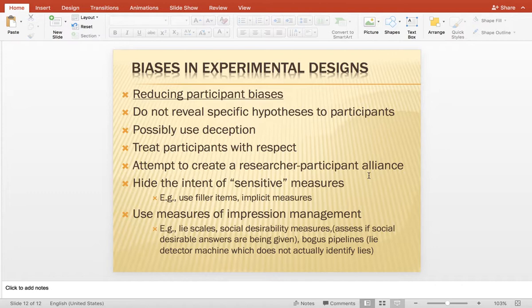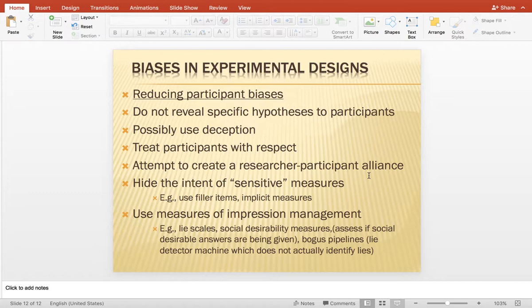For bad participants or for socially desirable participants, try to use implicit measures of behavior. So in other words, use measures that hide their intent and are sensitive in nature. So in other words, use filler items, use implicit measures of impression management, for instance. Don't tell them what it is specifically that you want to measure.